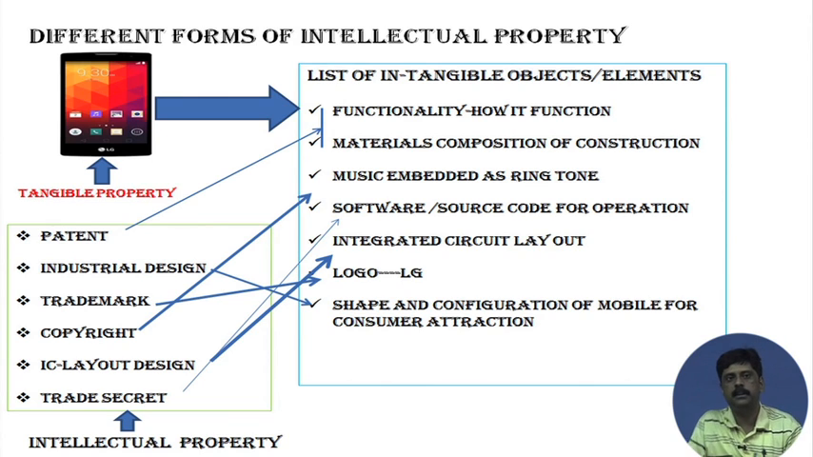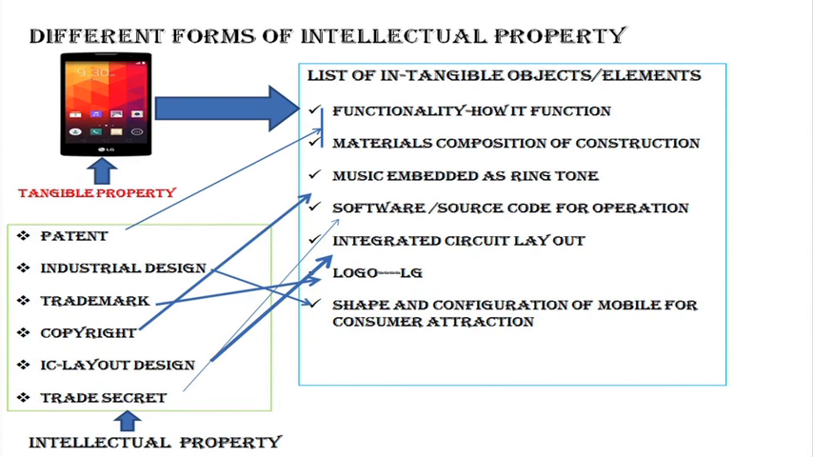Okay, so within this mobile, how many forms of intellectual property rights are we getting? We are getting patent, industrial design, trademark, copyright, IC layout design, and trade secrets. So you see that within one tangible object, we are getting 1, 2, 3, 4, 5, 6 forms of intellectual property rights.